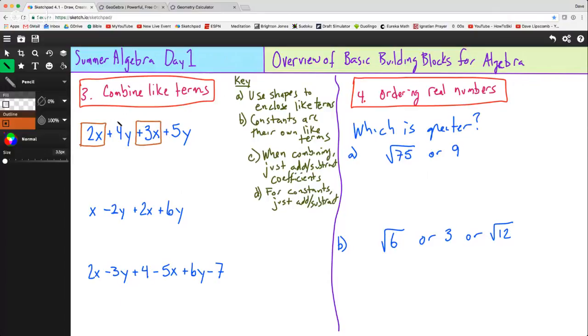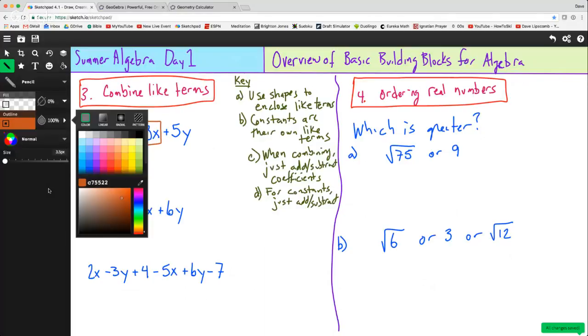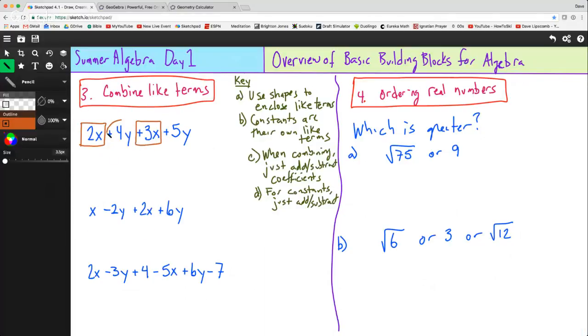And then for my y's, I'm going to use a circle. Let's even use a different color. Well, let's not do that. Let's just use a circle. And now I'm going to combine everything that has the same shape.